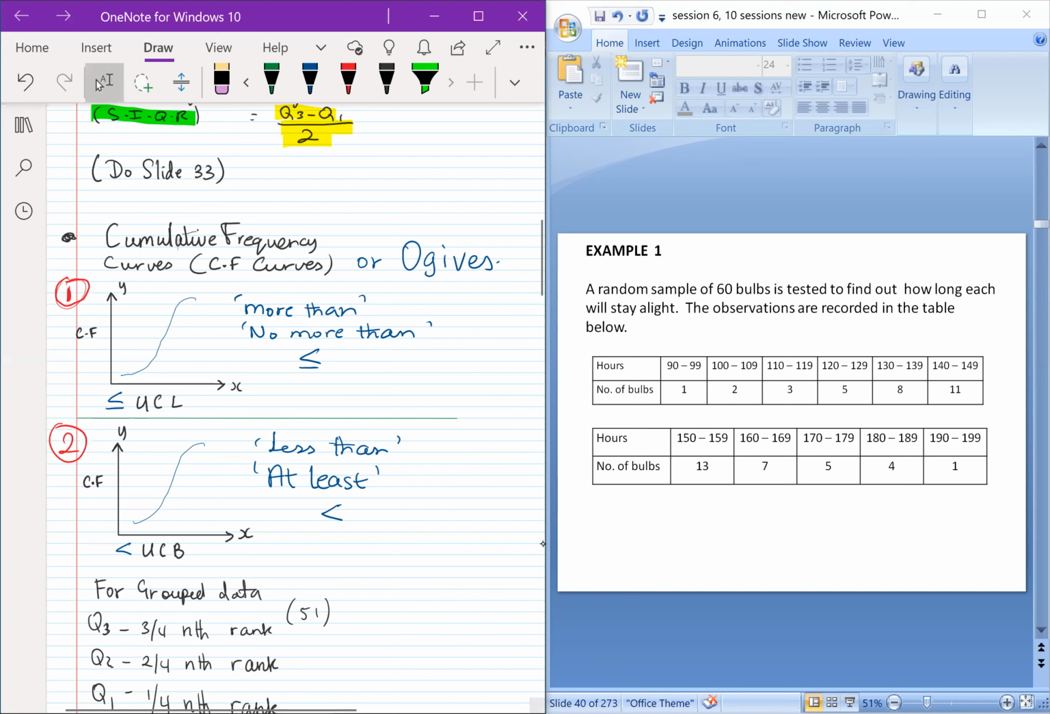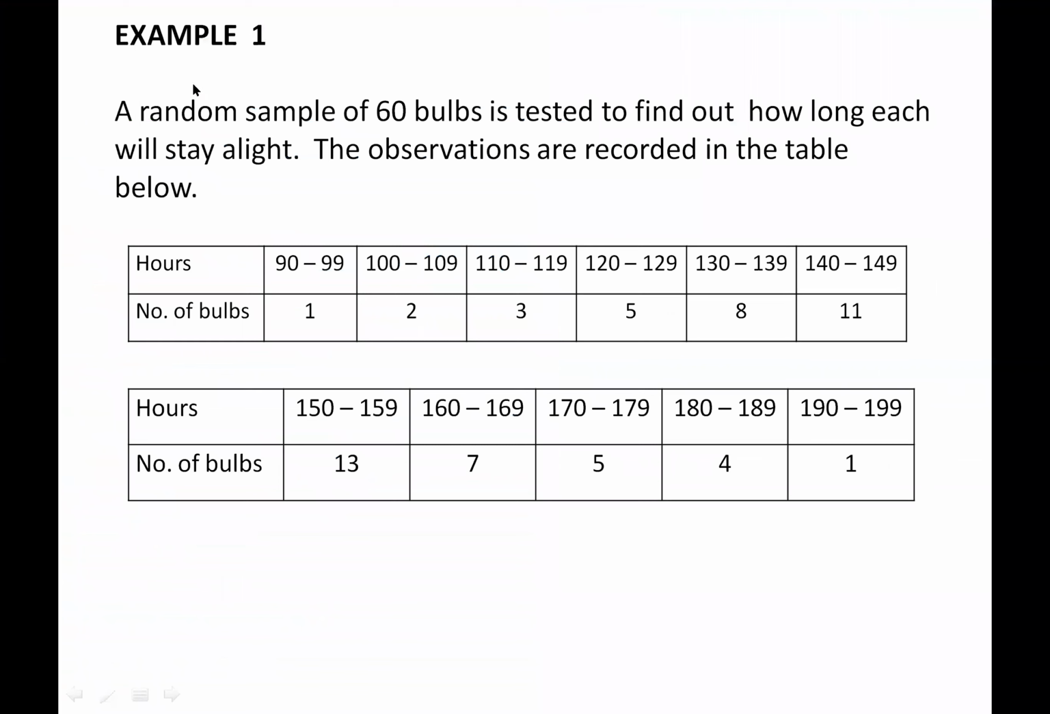So let's see an example on how we could go about utilizing this information, okay? In this first example, they say a random sample of 60 bulbs is tested to find out how long each will stay alight. And then you record the observation. So basically what they're saying is one bulb stayed lit for between 90 and 99 hours. We don't know the exact thing here. We just know it's within that range, right? 2 bulbs stayed lit for somewhere within this range. 3 bulbs within this range. 5 bulbs stayed lit for somewhere between 120 and 129 hours. We don't know exactly how much hours, but we know within that range, okay? This is grouped data. And we need to make certain decisions, right? Well, firstly, 60 bulbs is the total number of bulbs, so you could keep that in your mind.